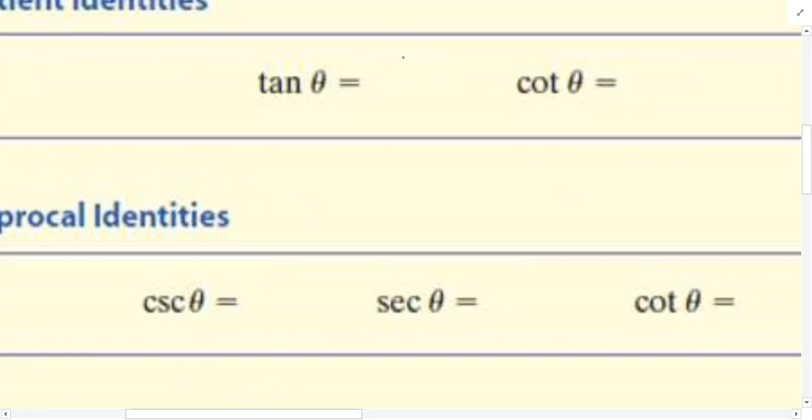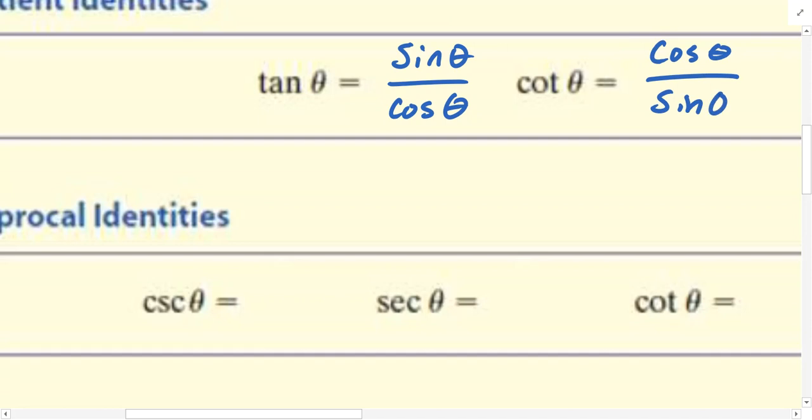The first two are really just definitions. Tangent of theta is sine divided by cosine, or y divided by x from our unit circle days, and cotangent is the opposite of that, or the reciprocal of that, I should say. Cosine divided by sine.